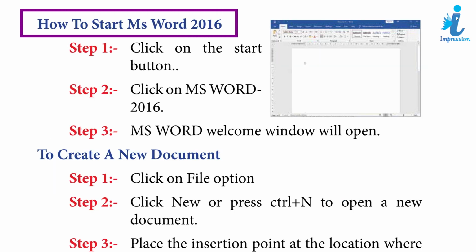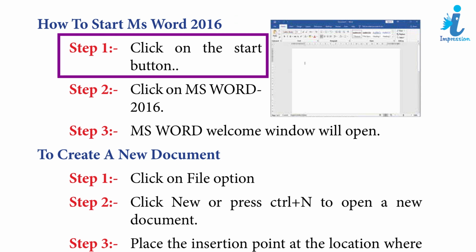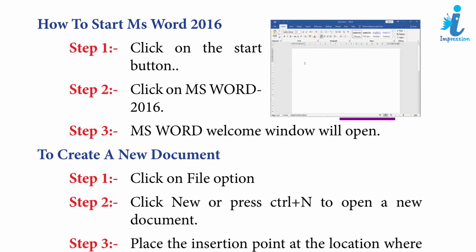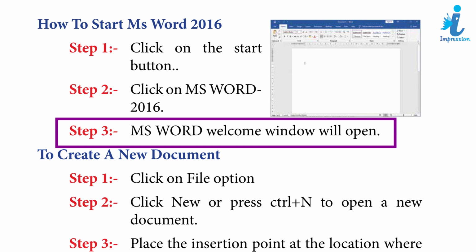How to start MS Word 2016. Step 1. Click on the Start button. Step 2. Click on MS Word 2016. Step 3. MS Word Welcome window will open.